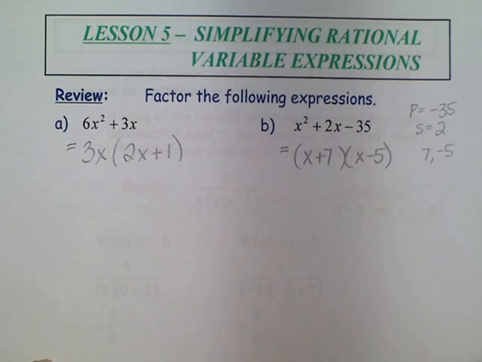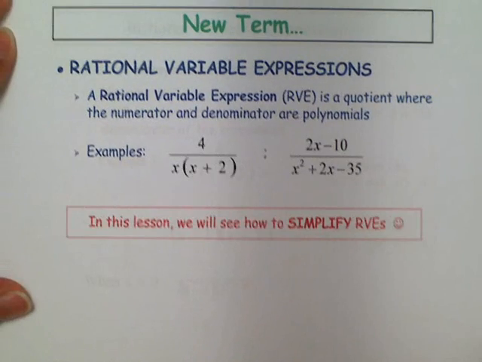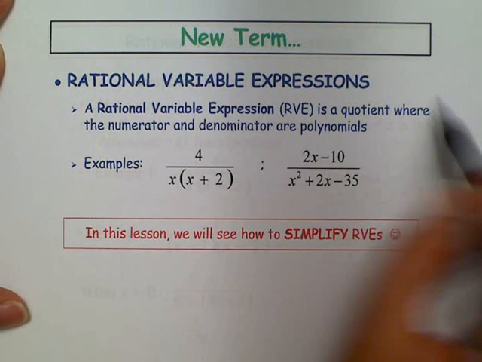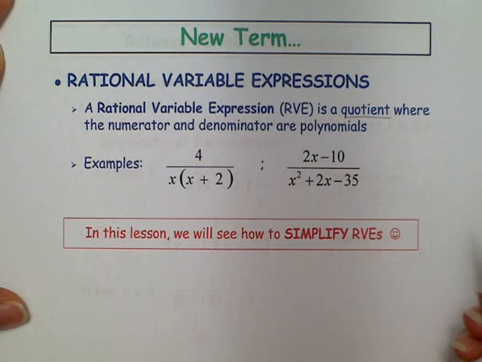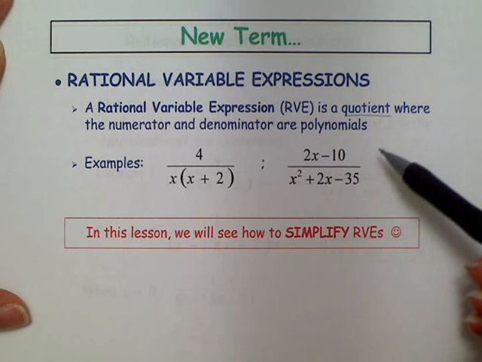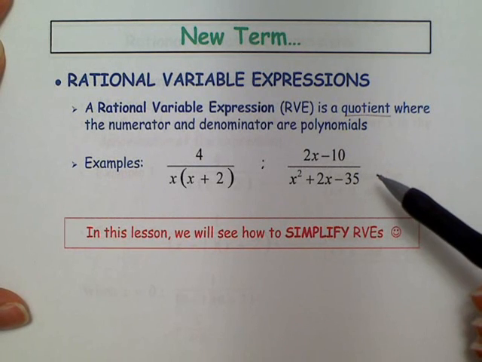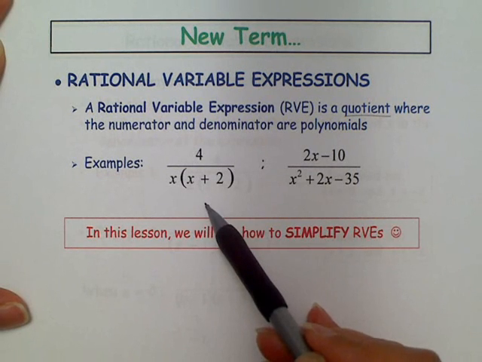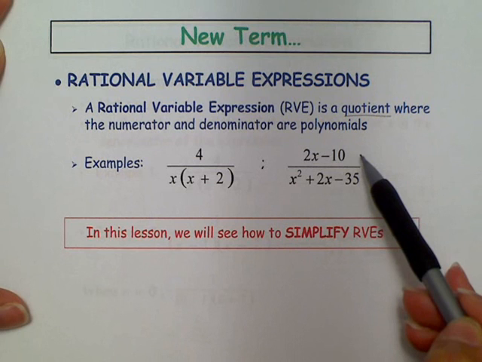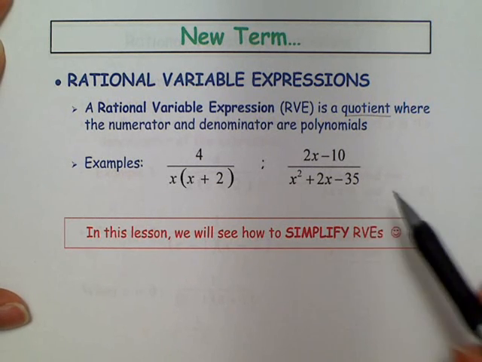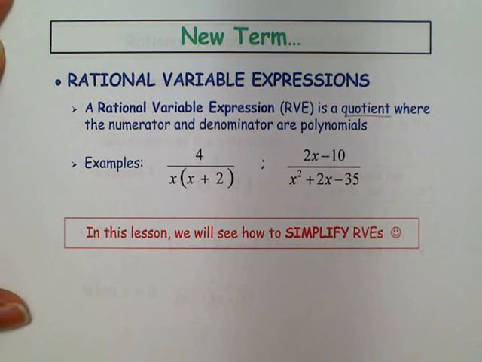Okay, rational variable expression. Since you're learning a new term, you should know what the definition of it is. A rational variable expression is a quotient where the numerator and denominator are polynomials. So basically what you're looking at is a polynomial in the numerator and a polynomial in the denominator of a fraction. Here's one example, 4 over x times x plus 2. And here's another example, 2x minus 10 over x squared plus 2x minus 35. In this lesson, we're going to see how we can simplify rational variable expressions.